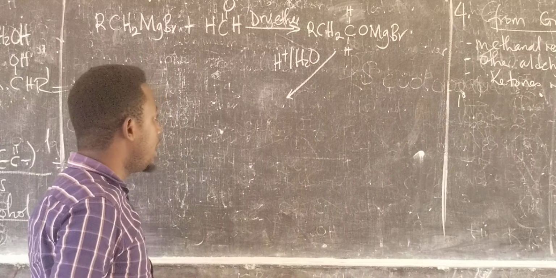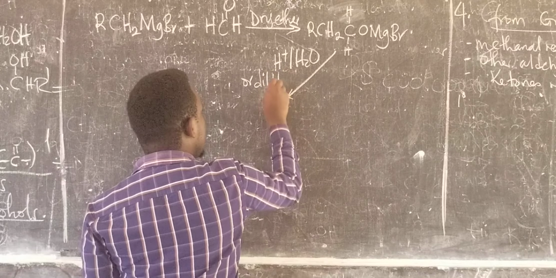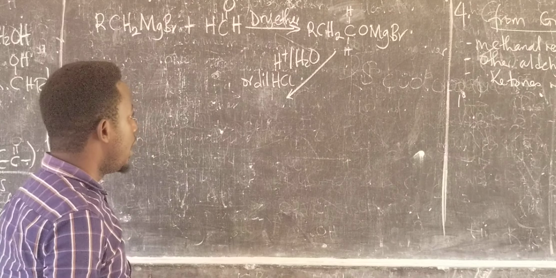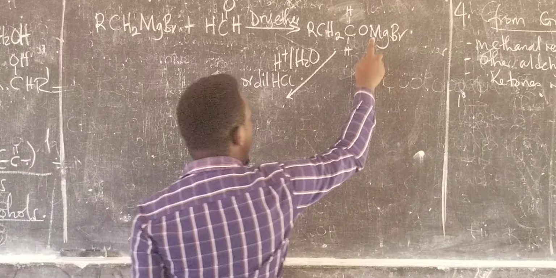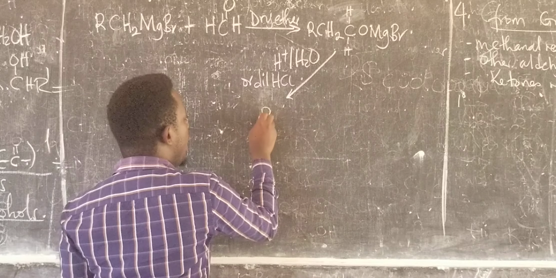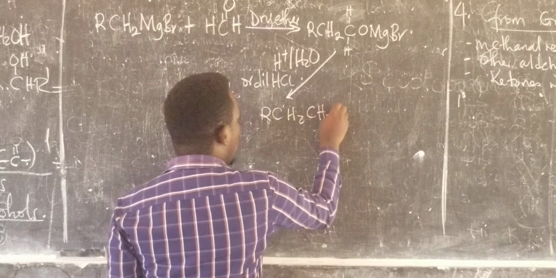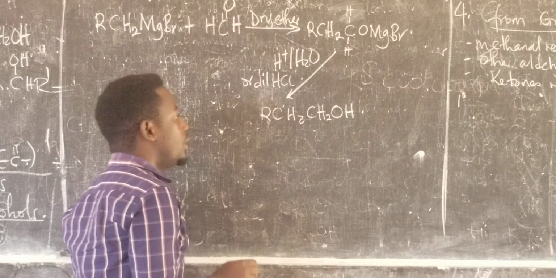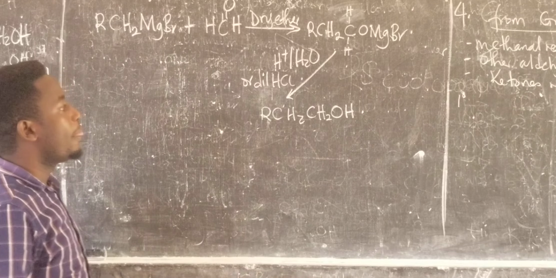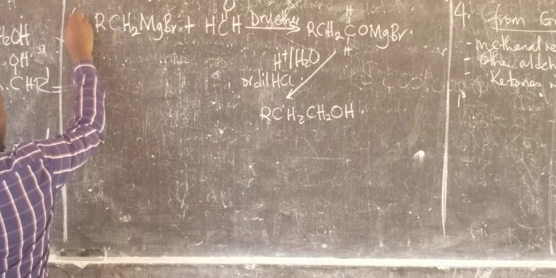However, somebody can use dilute HCl. Any that you use, it will work. And then the MgBr is replaced by hydrogen, leading to the formation of RCH2CH2OH. This one here is a primary alcohol. If you want to form this, we are forming a primary alcohol.